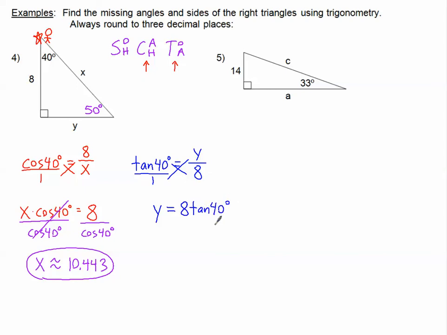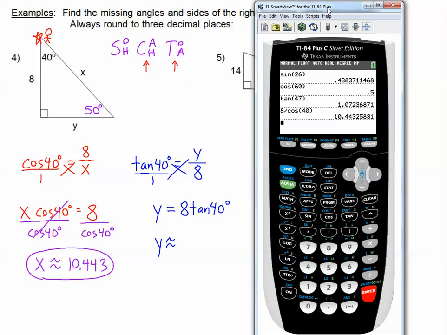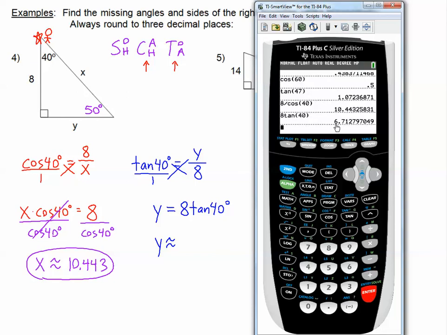This is actually a little bit easier of an equation because y is already solved for. All I need to do is plug it into the calculator. 8 times the tangent of 40 degrees. Let's see what I have here. 8 times the tangent of 40 degrees. Close that parenthesis. And I have my other side length, 6.712. But because the 7 is bigger than a 5, that 2 has to go up to 3. 6.713.